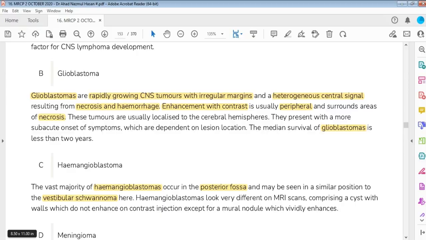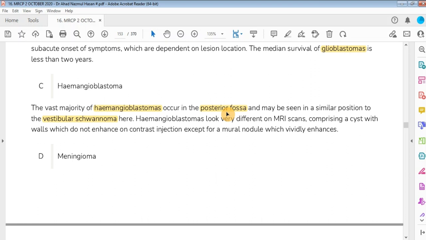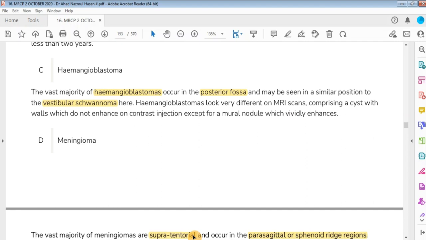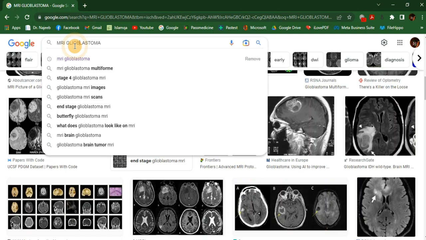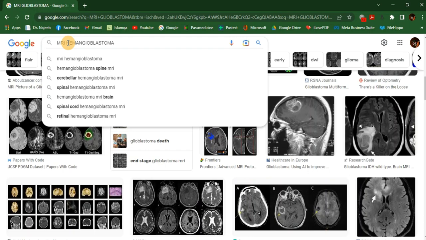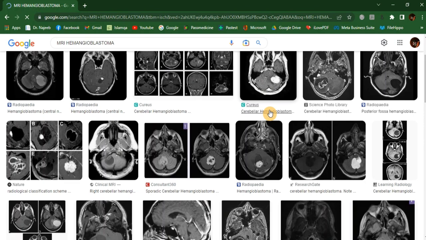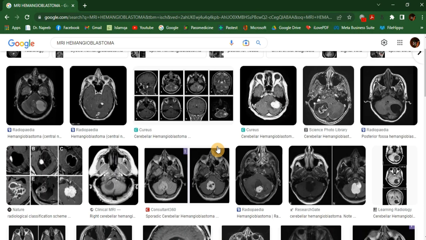The vast majority of the hemangioblastomas occur in the posterior fossa and may be seen in a similar position to that of the vestibular schwannoma. So hemangioblastoma. So look at here, the hemangioblastoma, they usually affect the posterior part of the brain. In most cases, in the posterior portion.